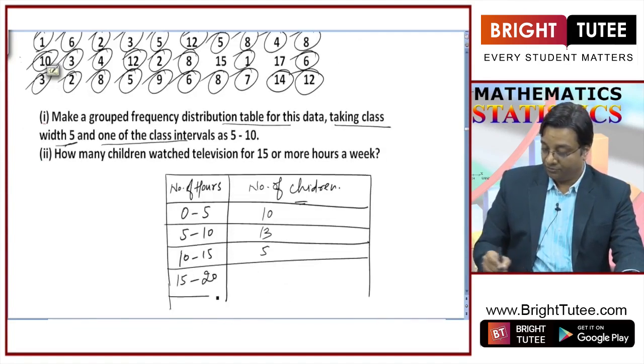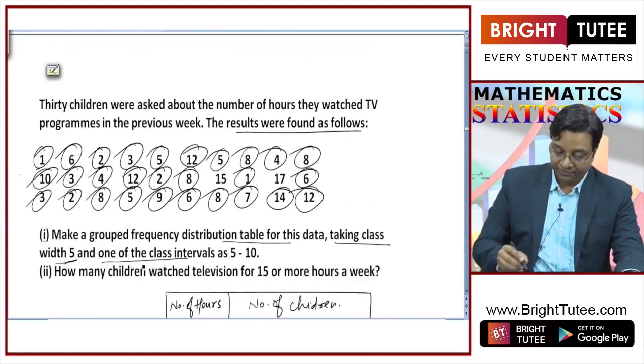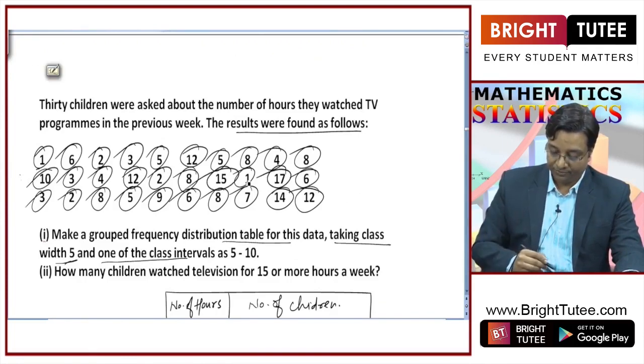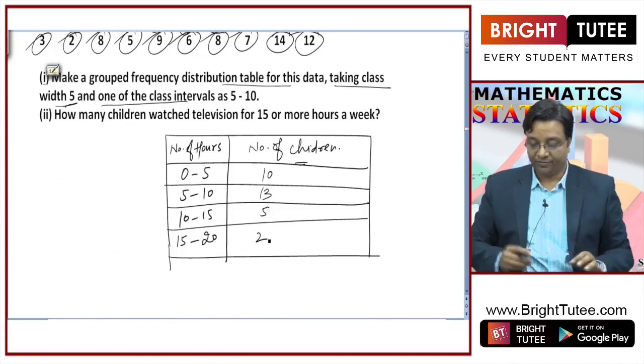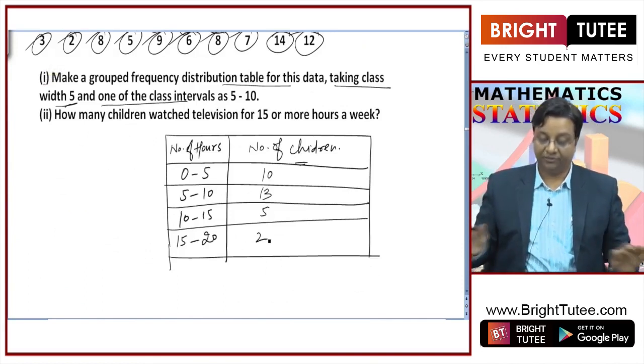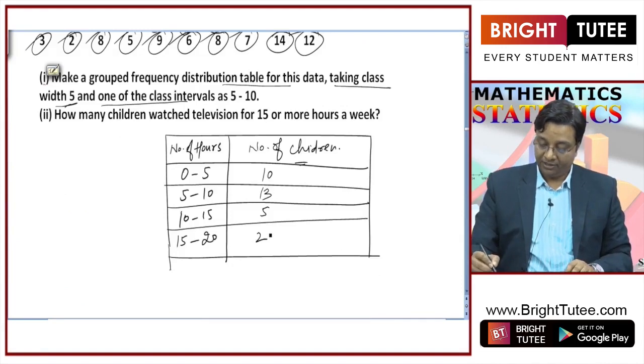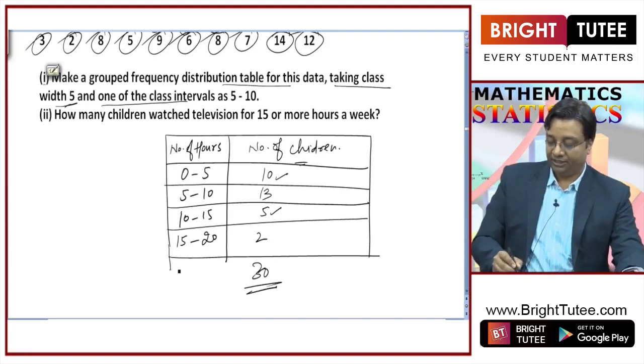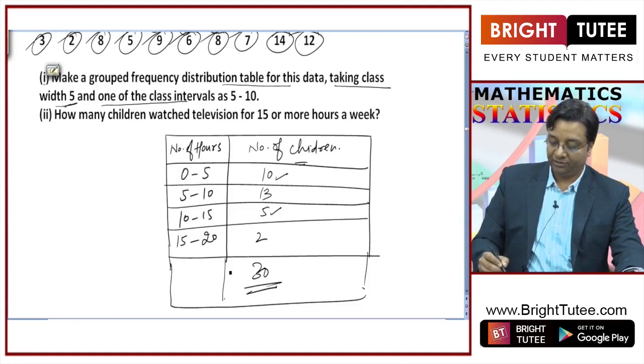And are there students who watched more than 15 hours also? Yes, 1 who watched for 15 hours, 2. So there were 2 students who watched for most number of hours, that is 15 to 20 hours. Is this sum equal to 30? 10, 15 and 15, 30. Yes. So this is the grouped frequency distribution table for total 30 students.